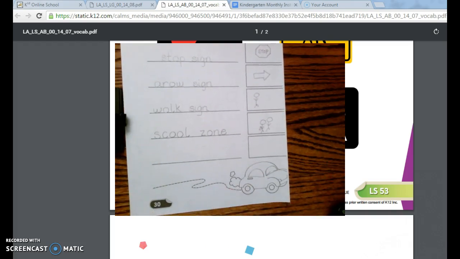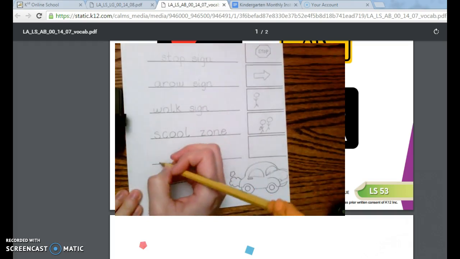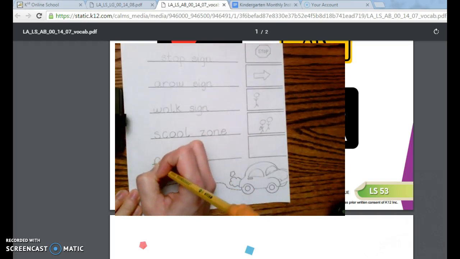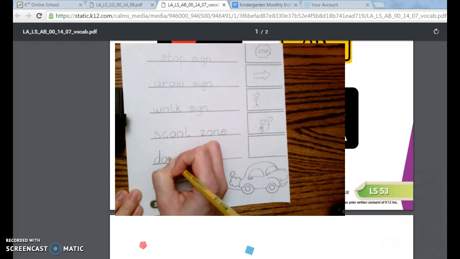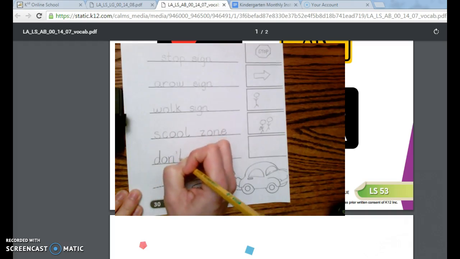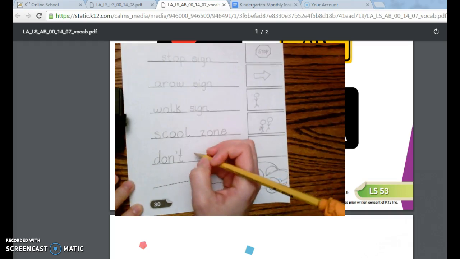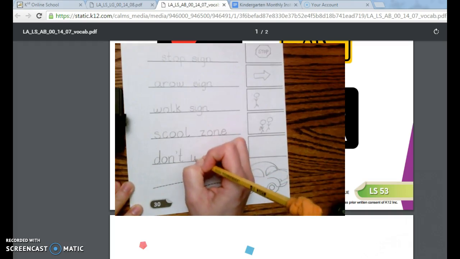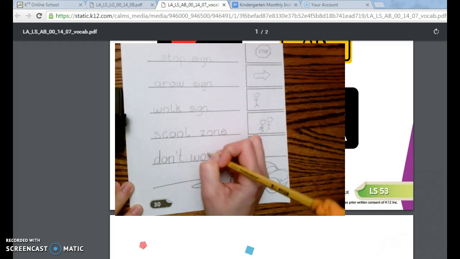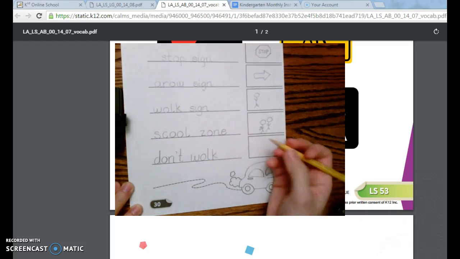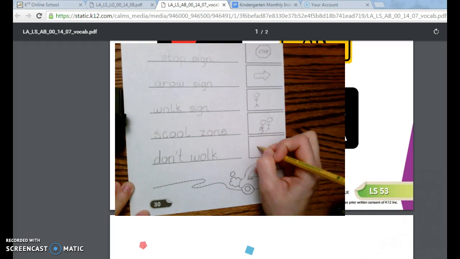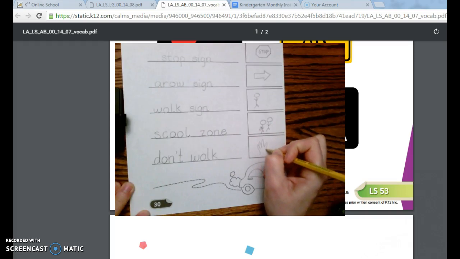And then the last one I'm going to write about is the don't walk sign. So don't. And I've seen this word a lot, so I know how to spell don't. And that just is another way to say do not. So don't walk. Don't walk. And if you remember, this was a picture of a hand. And you're going to add color to it, and I believe that hand was red.